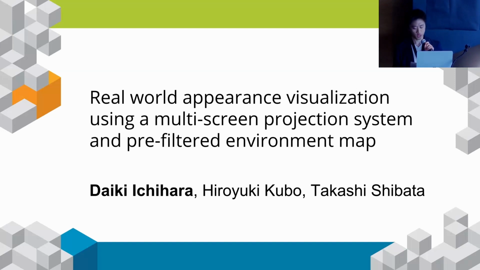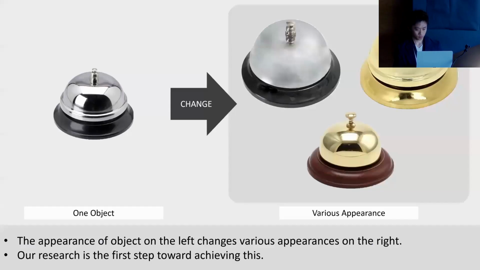Good afternoon, everyone. My name is Daiki Chihara from Tokai University. Today, I will talk about real-world appearance visualization using a multi-screen projection system and pre-filtered environment map. Wouldn't it be interesting if we could change the appearance of just one object to various other appearances? For example, it could be plastic, glass, or wood. Our study is the first step toward achieving this.